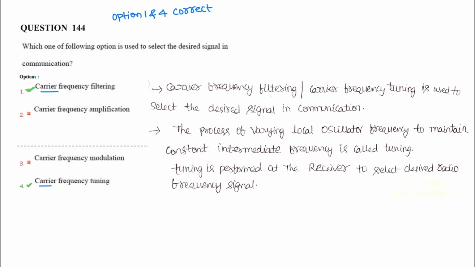Question number 144. Which of the following options is used to select the desired signal in communication? Carrier frequency filtering or carrier frequency tuning is used to select the desired signal in communication. The process of varying the local oscillator frequency to maintain a constant intermediate frequency is called tuning. This is the definition of tuning. Tuning is performed at the receiver to select desired radio frequency signals. The correct answers are carrier frequency filtering and carrier frequency tuning. Both are the same. Correct answer is option 1 and 4.